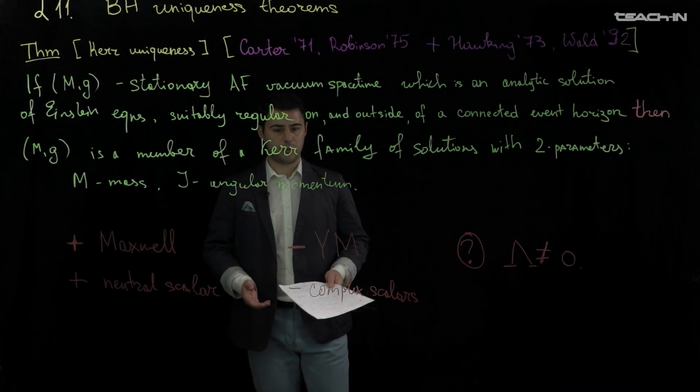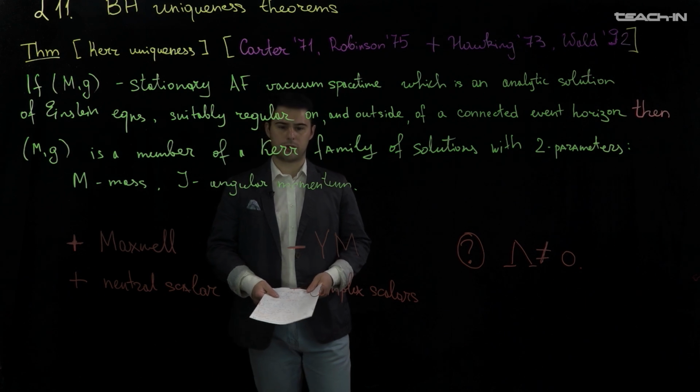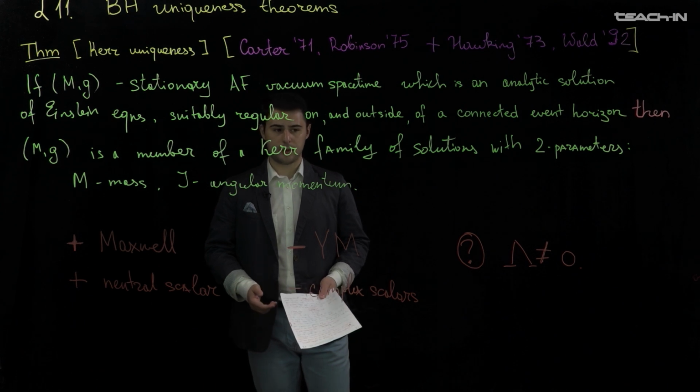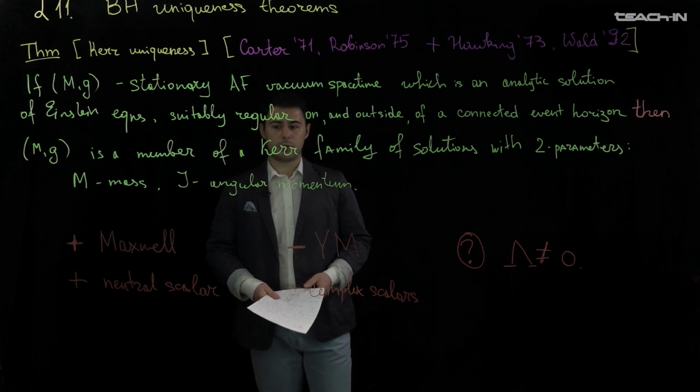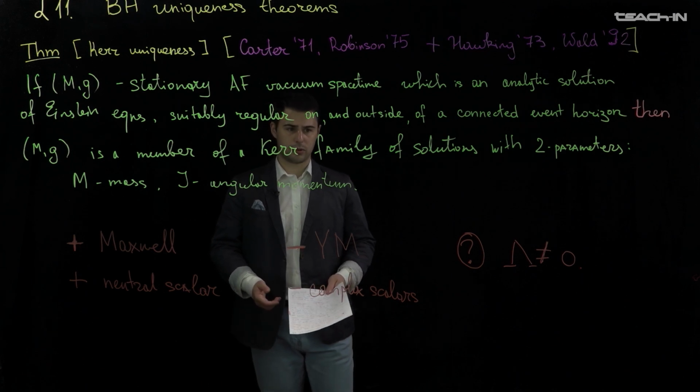So this theorem in four dimensions naturally holds in the presence of a Maxwell field, as well as there are generalizations for the presence of a neutral scalar. However, it notoriously breaks down for the Yang-Mills field because of the complicated group structure. It also breaks in the presence of complex scalars, where we start getting what is called complex hair. And the most problematic case is the case of a non-zero cosmological constant.